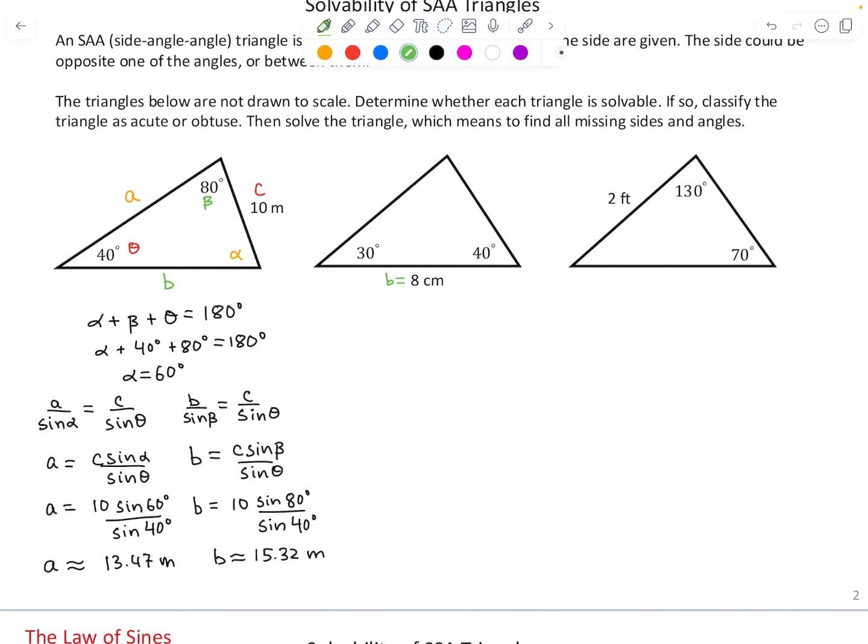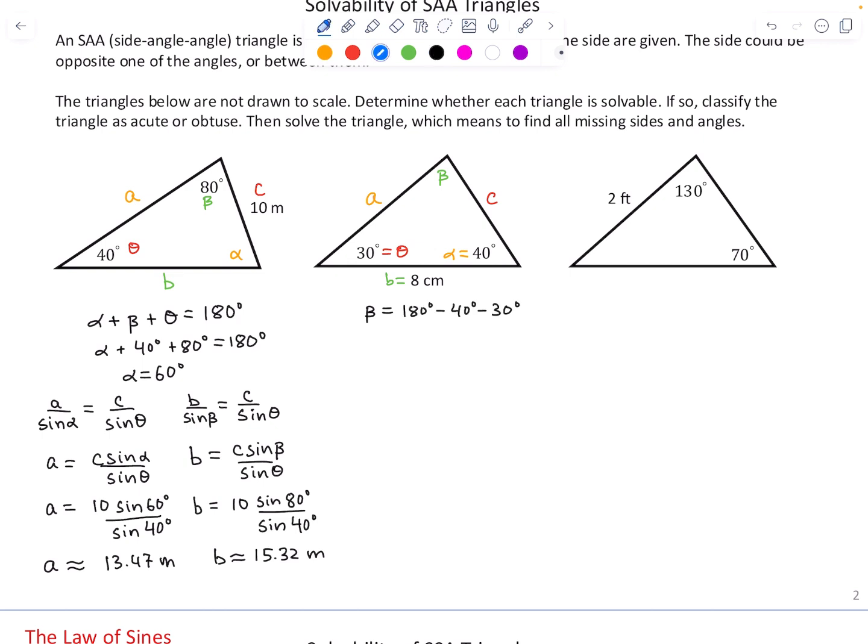All right, this next one, let's say B is the given 8 centimeters, so beta is the opposite angle. That's the one we don't know yet. We'll say theta is just 30 degrees, so length C is opposite that. And this 40 degrees is alpha, and we'll say side length A is opposite that. We can find beta right away. Beta has to be 180 degrees minus alpha minus theta.